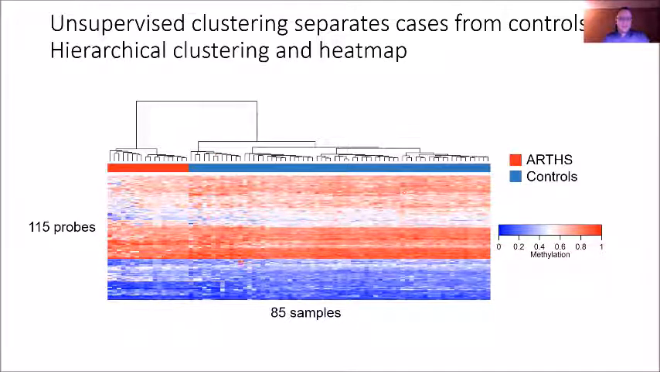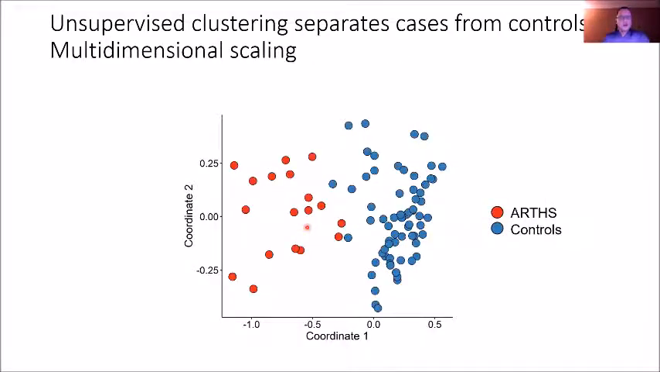And this section here is called a heat map. And the colors represent the levels of methylation. So if it's red, it has high methylation, and if it's blue, it has low methylation. And you can see there's kind of like this dividing line here where we have slightly different patterns between the cases and the controls. We can use another method of unsupervised clustering.